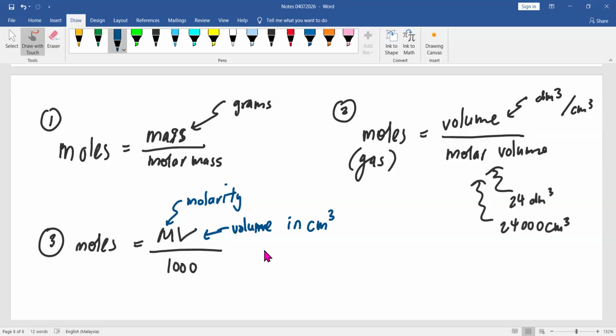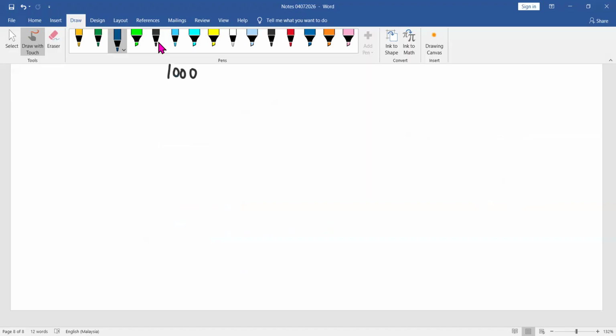Okay, all right. So imagine you have a beaker with 1 decimeter cube of water.